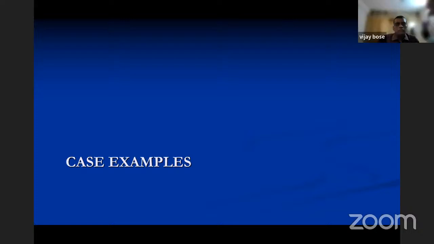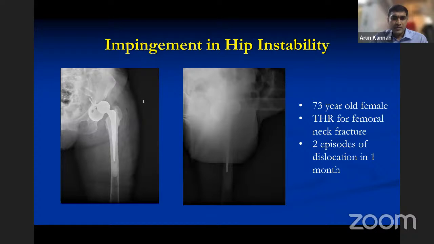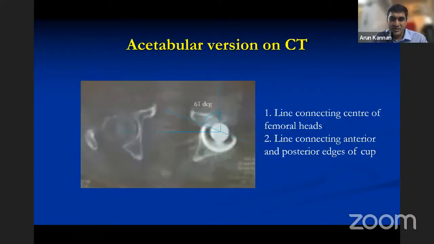Yeah. Okay, sir. So we'll go on to a couple of cases. This was a 70-year-old female who had a THR for a femoral neck fracture and 2 episodes of dislocation. On the X-ray, we can see that the cup looks quite antiverted, and the CT scan also reaffirmed this, 61 degrees antiversion through a posterior approach.